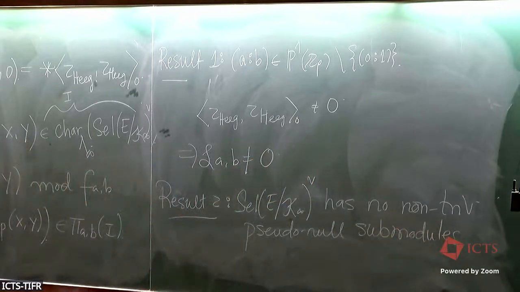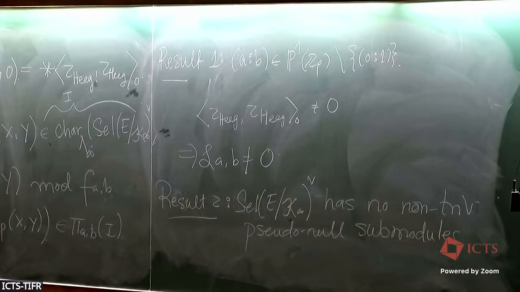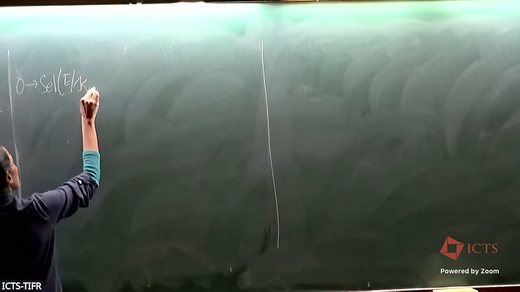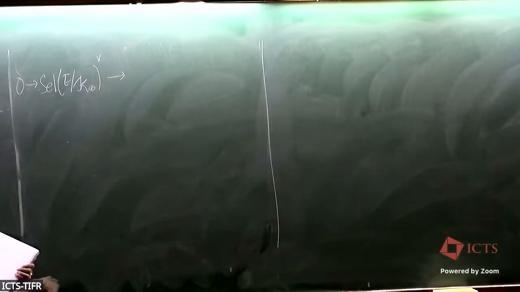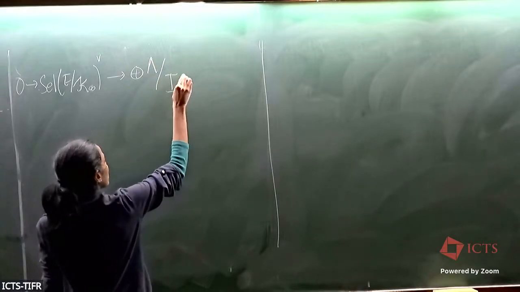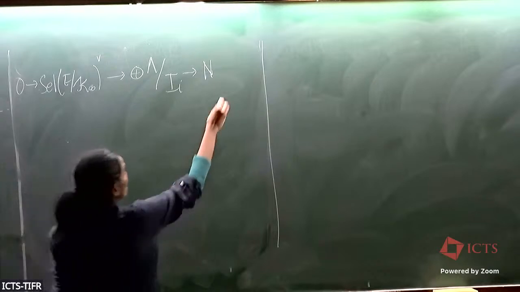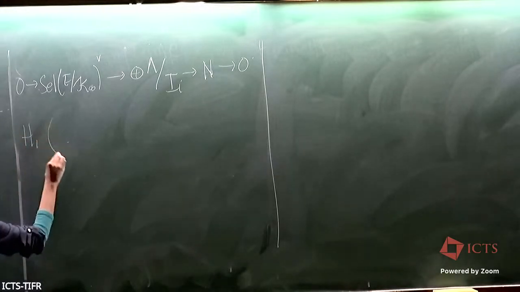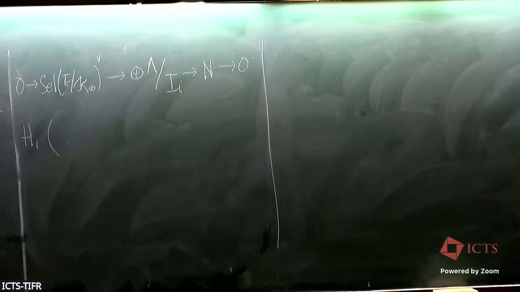And once you have both of these, the way you obtain the main result is the following. Because it has no non-trivial pseudo-null submodules, you will get a short exact sequence coming from the structure theorem, which basically looks like this. The quotient is going to be something pseudo-null. Now you can take homology with respect to H_AB, where AB is whatever your choice.